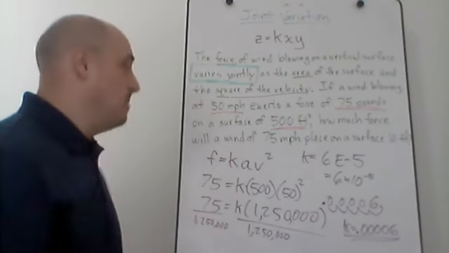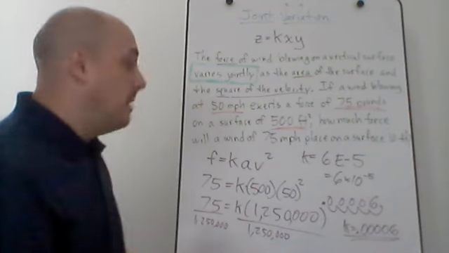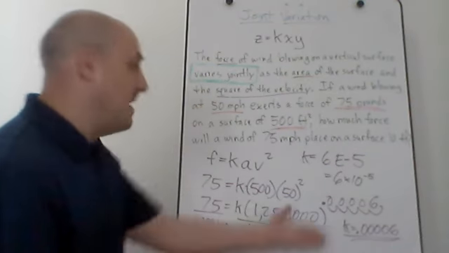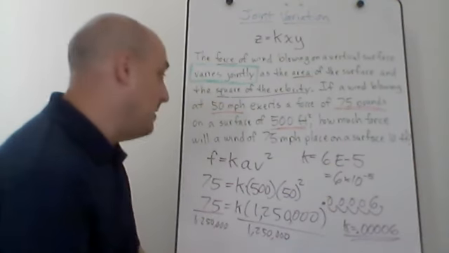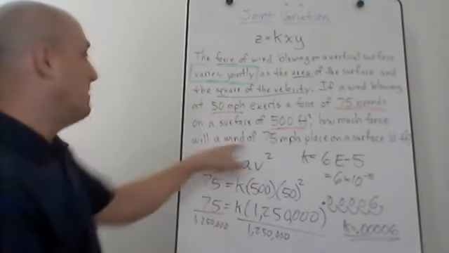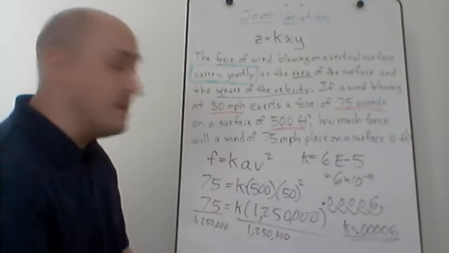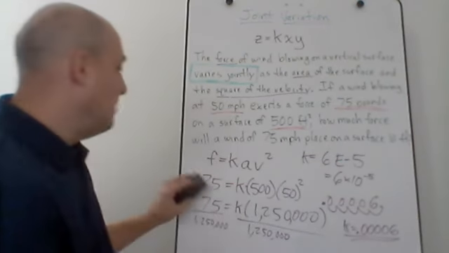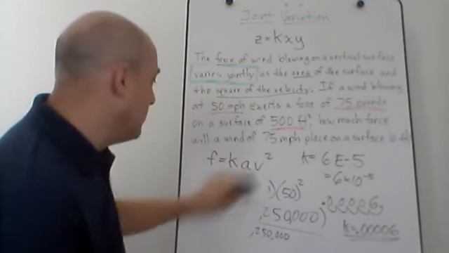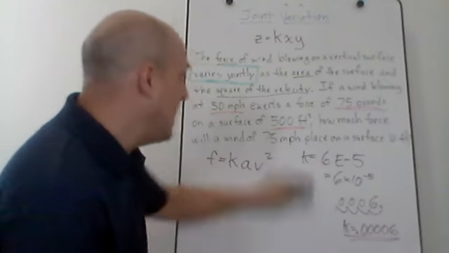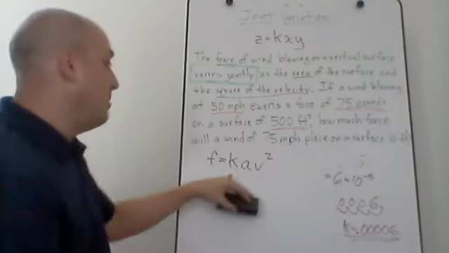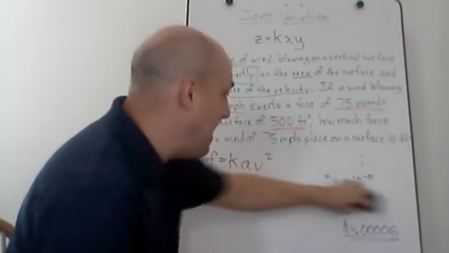All right, now that's not the end of the problem. It seems like that should probably be the end because that was kind of a lot of work. But that's not what this question is asking us for. It's not asking us to find the constant of proportionality. It's asking us how much force will a wind of 75 miles per hour place on a surface of 10 square feet. All right, so I'm going to have to erase some of this stuff in order to do this last part. All I really need out of all that is my basic formula that I started with and the k value that I came out to.